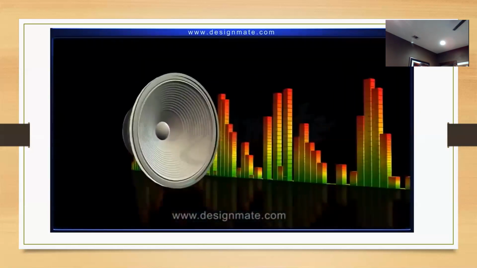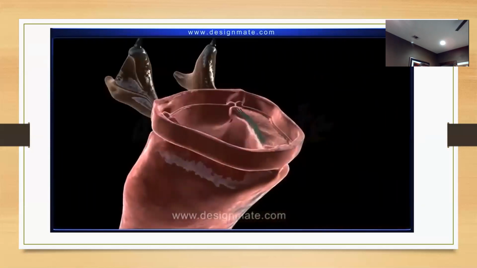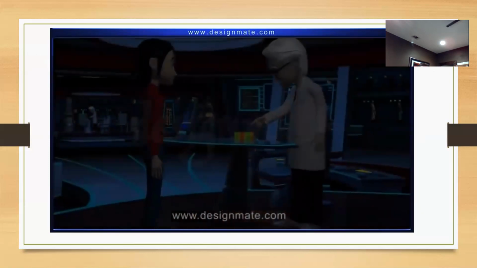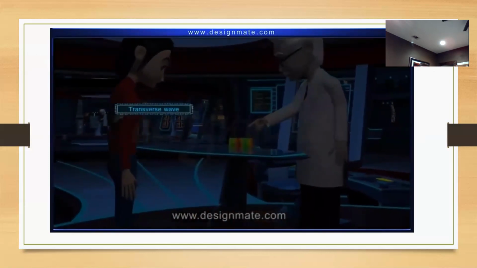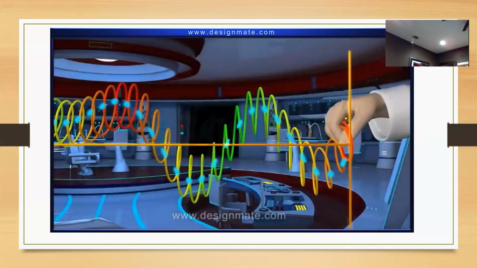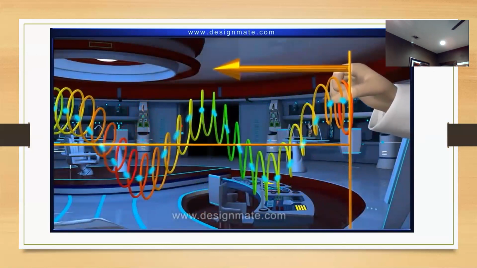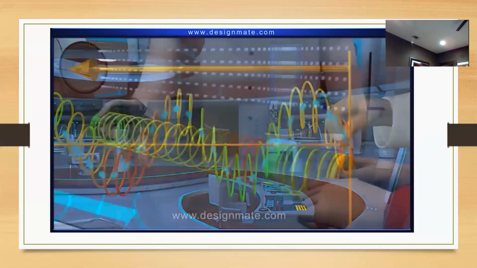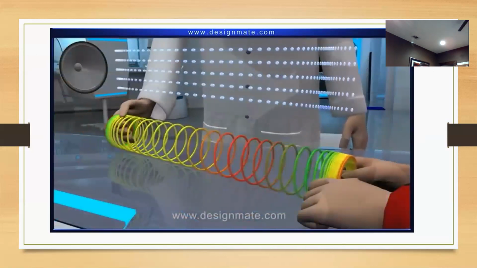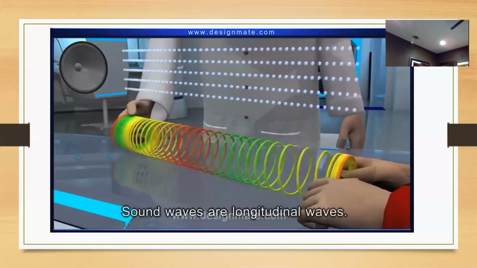Summary. Every sound is produced by a vibration. Vibrations are produced by our vocal cords when we speak. There are two types of waves, transverse wave and longitudinal wave. In a transverse wave, the particles vibrate at a right angle to the direction of the wave. In a longitudinal wave, vibrations are parallel to the direction of the wave. Sound waves are longitudinal waves.